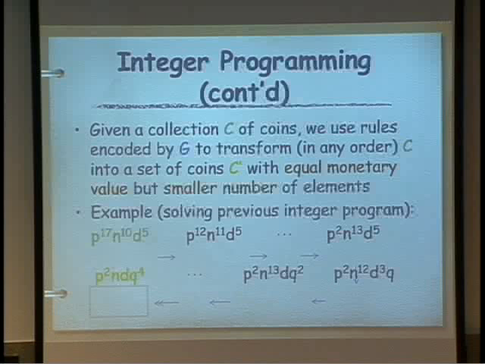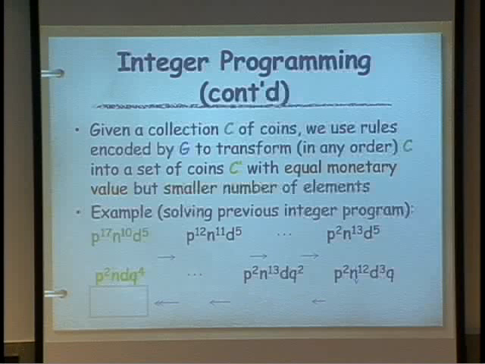Okay. So what's the point? The point is, given any collection C of coins, we can use the rules encoded by the set G, the Gröbner basis, to transform in any order any set of coins. So we can transform the input into a set of coins C prime with equal monetary value but a smaller number of elements. So for example, we might have some feasible solution.